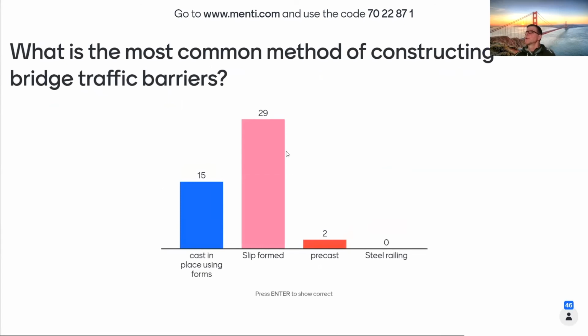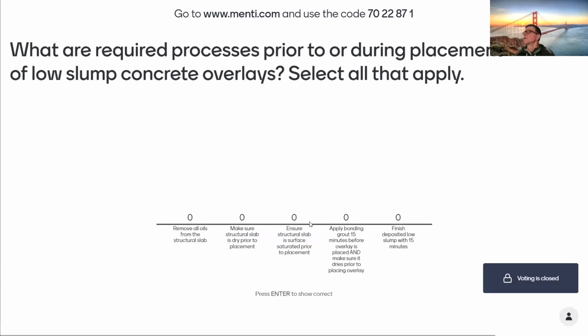Most common method of constructing bridge traffic barriers? The most common is slip form. There still is a lot that gets done using cast in place using forms, but slip form is by far the most used today. A precast doesn't really get used that often, perhaps in some ABC situations there might be some of those. Okay, looks like this is where everybody got stuck.